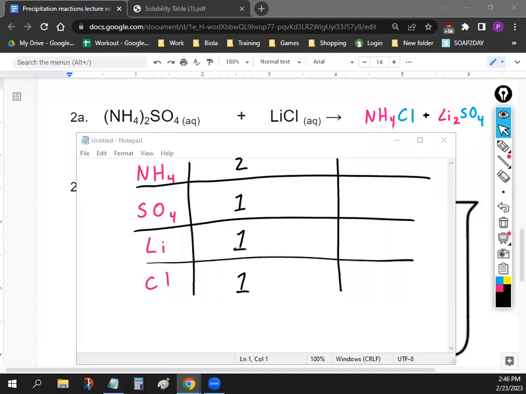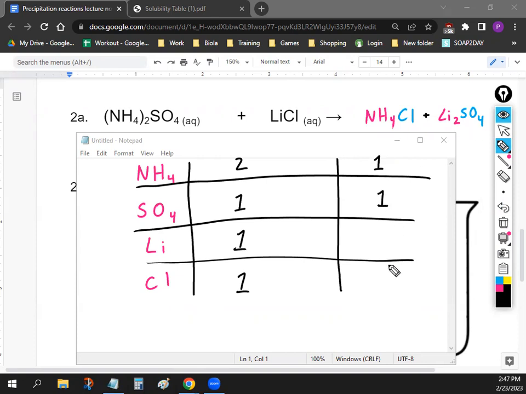Okay, guys, let's go over the count. How many NH4s do we have on the right side? One. Yeah, we only see NH4 one time, right? There's no parentheses or anything. How many SO4s do you see on the right side? One. Yeah, it's just written one time.